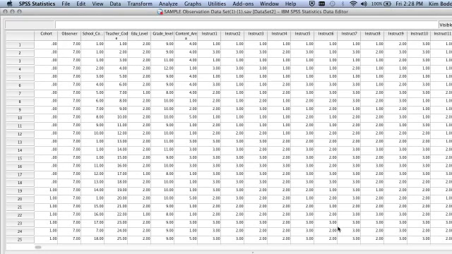Okay, now we're going to look at how to use SPSS to run a t-test, and remember that a t-test is looking at the difference between two means. So it's comparing a mean on two variables to see whether those means are statistically significantly different.